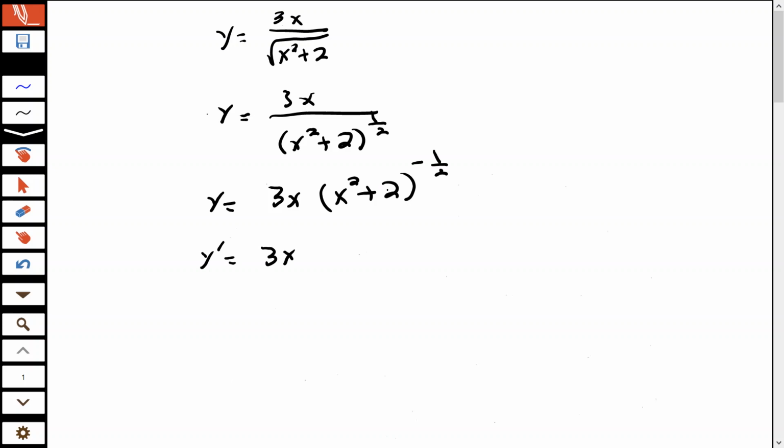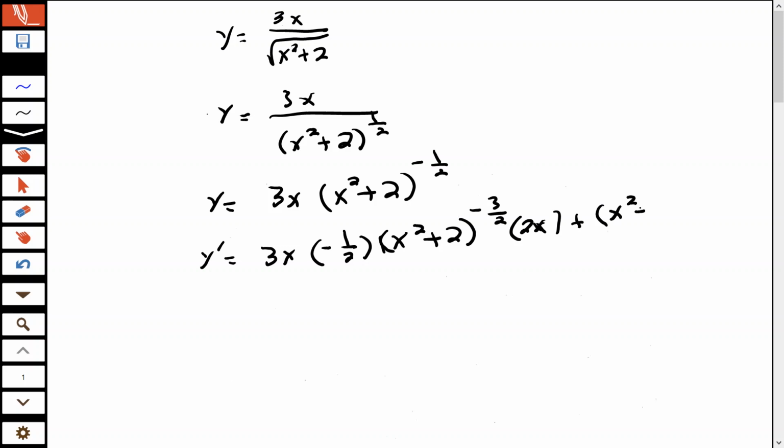Okay, so for the derivative of x squared plus 2 to the negative 1/2 power, I have to use the power rule here. So I need to multiply by negative 1/2. And then if I subtract 1 from 1/2, which is 2 over 2, that'll give me negative 3/2 times the derivative of the inside of the parentheses, so 2x. Now I want, as first times derivative of the second plus the second times the derivative of the first, so x squared plus 2 to the negative 1/2 times the derivative of 3x, which is 3.